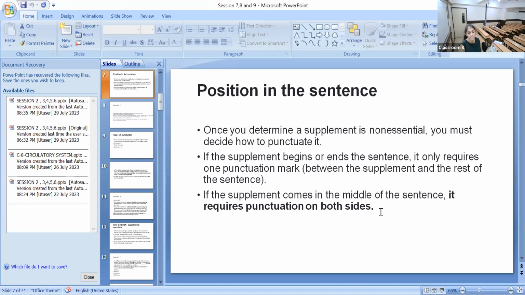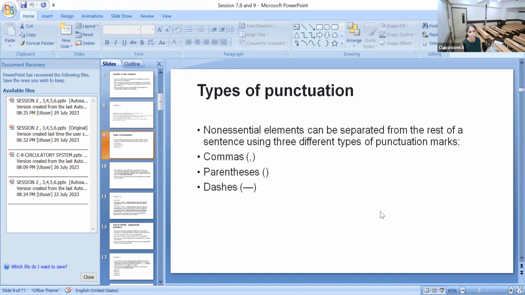It requires punctuation. This is important just to remind you guys that if a supplement comes in the middle of the sentence, then you require punctuation on both the sides. And if it is at the start, then what are we supposed to do? Only on one side. So this is what we discussed.